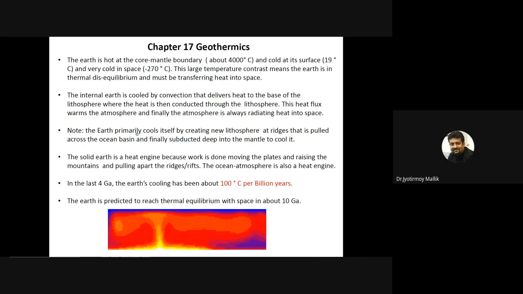Note, the Earth primarily cools itself by creating new lithosphere. So the new lithosphere is being created at the mid-oceanic ridge. Why does the Earth do that? Simply because it wants to cool itself, because it wants to decrease that disequilibrium. Anything in disequilibrium wants to come into equilibrium. That means it wants to bring all the temperature back to the same. And hence it has to cool down. Hence it creates more crust, and hence plate tectonics is actually started.